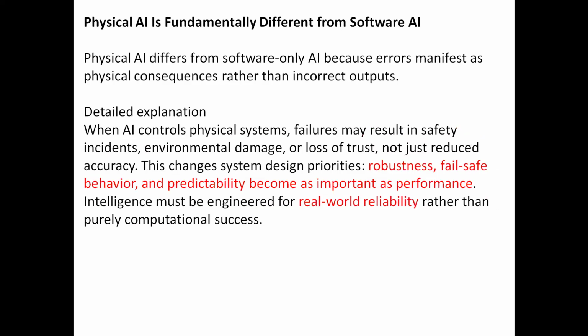It's fundamentally different from the software AI that I mentioned before. It is related to actions, so an error manifests as a physical consequence rather than an incorrect or correct output. Robustness, fail-safe behavior, and predictability are very important, rather than just performance, like how accurate it is, as in software AI. Real-world reliability is the issue.